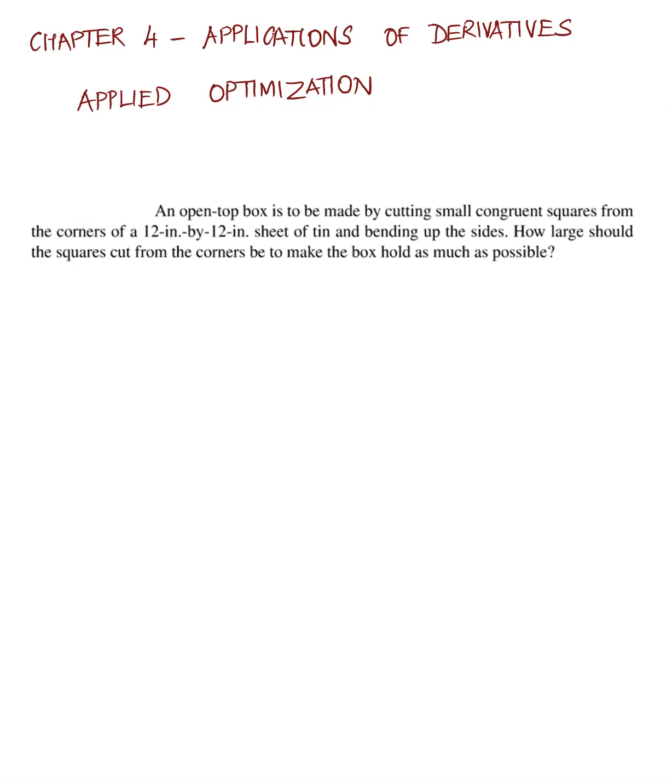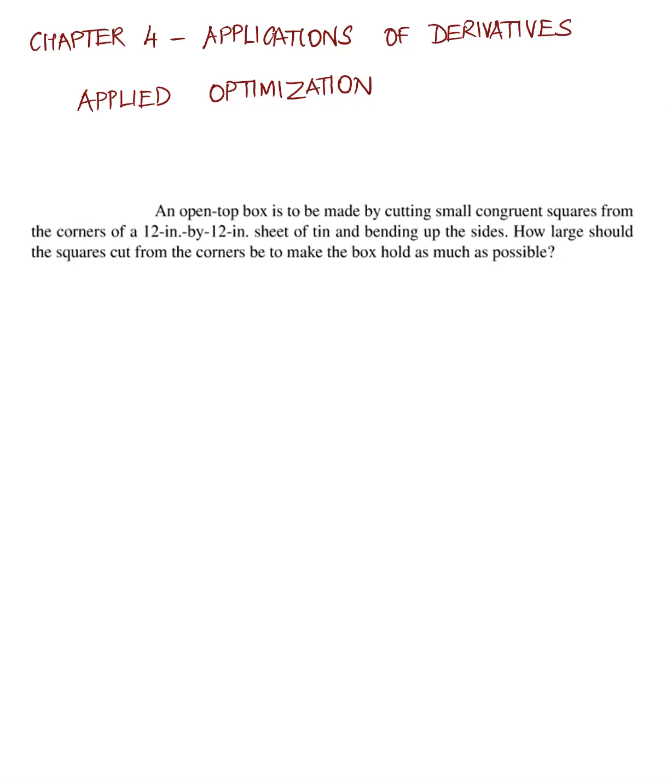An open top box is to be made by cutting small congruent squares from the corners of a 12-inch by 12-inch sheet of tin and bending up the sides. How large should the squares cut from the corners be to make the box hold as much as possible? Okay, let's think about this.